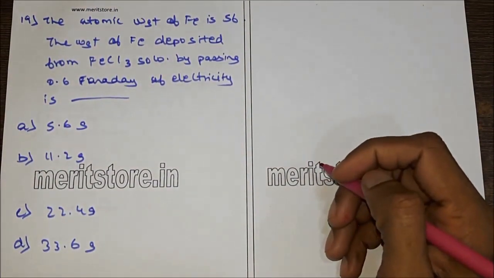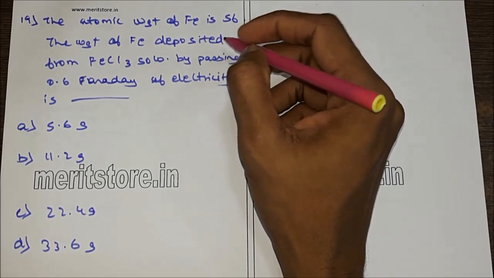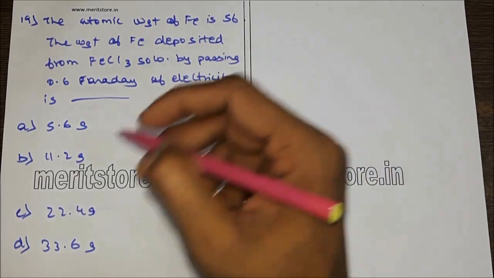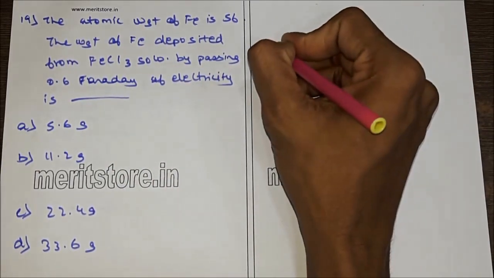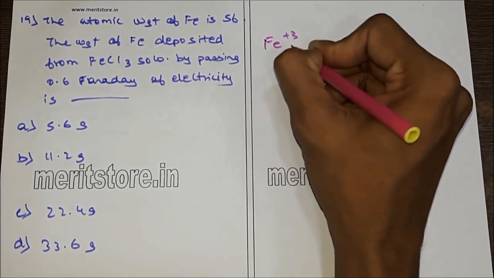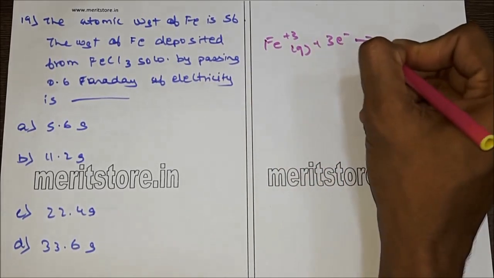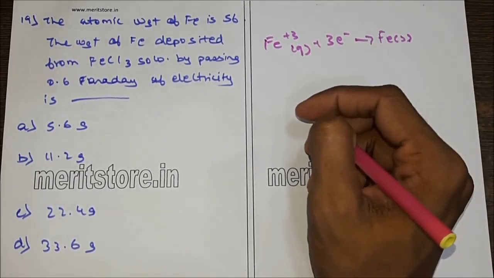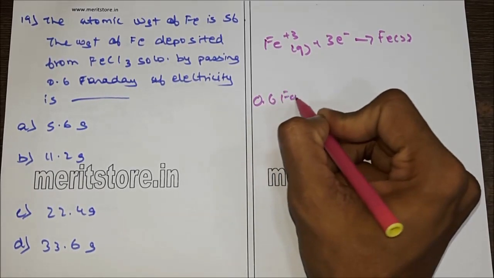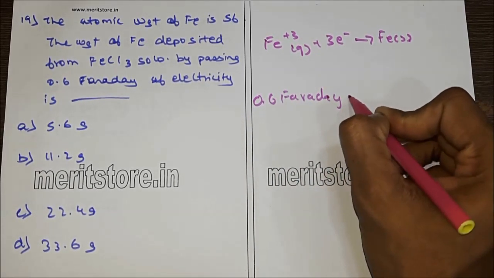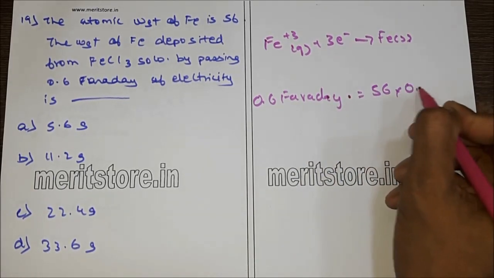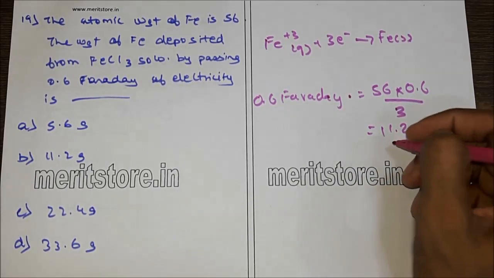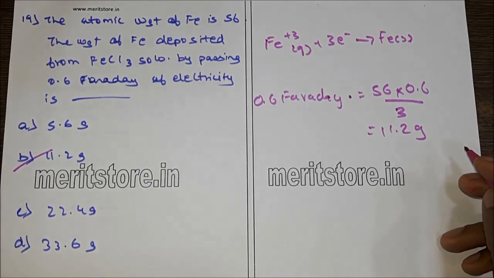Question 19. The atomic weight of iron is 56. The weight of iron deposited from iron chloride solution by passing 0.6 Faraday of electricity is, and we are given 4 options. 1 mole of iron requires 3 electrons, that is, we get Fe(s). That is, 56 gram of iron is deposited by 3 Faraday of electricity. So 0.6 Faraday will deposit 56 × 0.6 / 3, which is equal to 11.2 grams. Therefore, we see the answer matches option B. Therefore, option B is the correct answer.